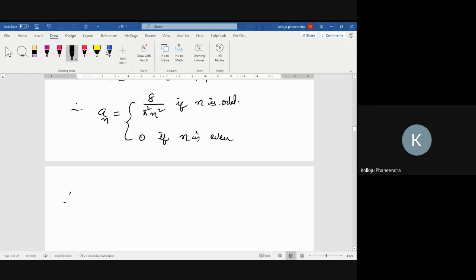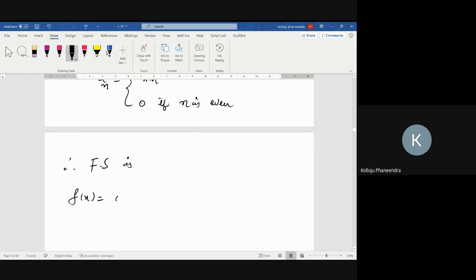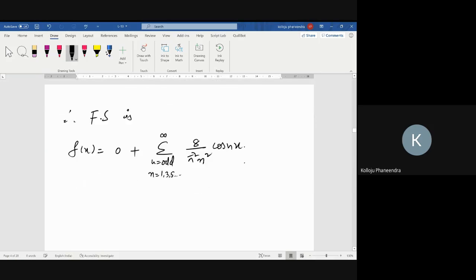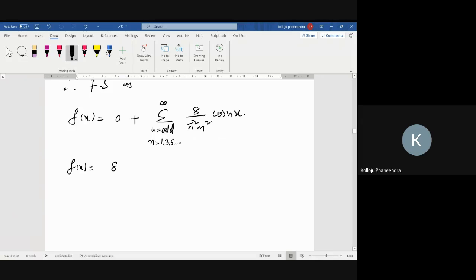Now, therefore, what is the Fourier series? Therefore, Fourier series is f of x equal to a naught value 0 plus an, which is defined for odd values only, or one can write n equal to 1, 3, 5, up to infinity. The value is 8 by pi square n square cos nx. If I expand this, f of x equal to 8 by pi square, which is the constant outside the summation. Now if I substitute n value, this is cos x by 1 square, odd values only, cos 3x by 3 square, cos 5x by 5 square, and so on. Okay, this Fourier series is over.